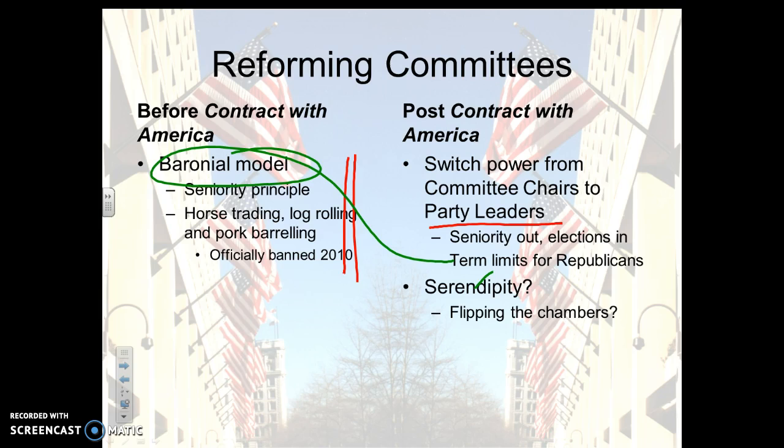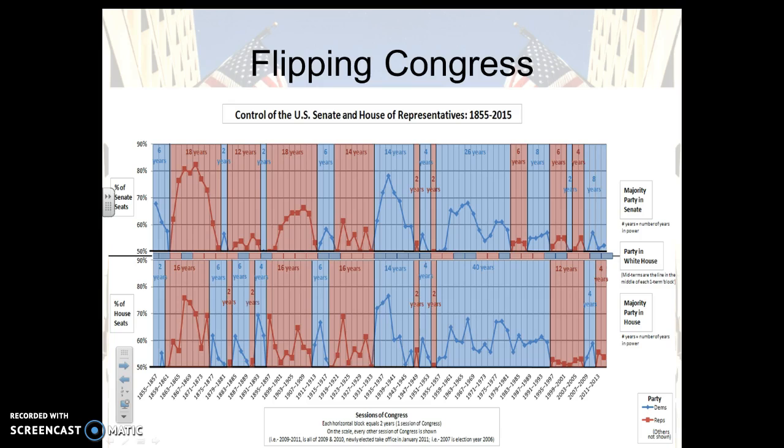Perhaps more significant, however, is the flipping of the chambers. The chairs of all committees have to come from the majority party. And we can see here that there's a long period of Democratic hegemony: 26 years in the Senate, 40 years in the House. And this was when the baronial model was at its strongest. If you were basically chairman at this point, the chances are you'd still be chairman at this point, because the House didn't flip, so there was no need for the position of committee chair to change.